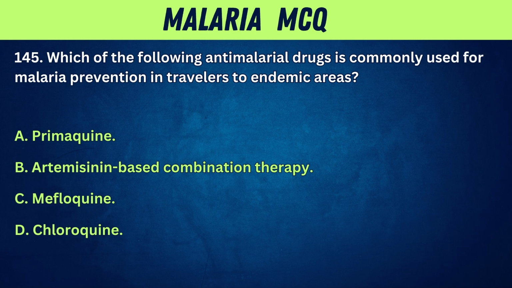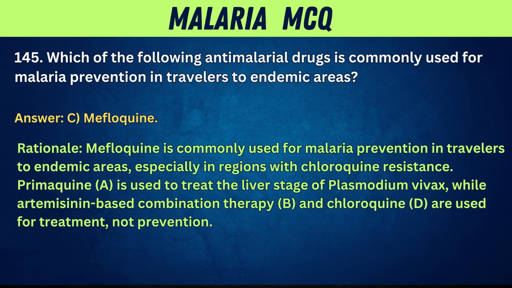145. Which of the following antimalarial drugs is commonly used for malaria prevention in travelers to endemic areas? A. Primaquine. B. Artemisinin-based combination therapy. C. Mefloquine. D. Chloroquine. Answer.